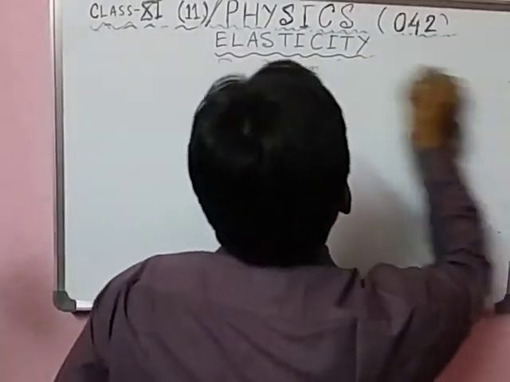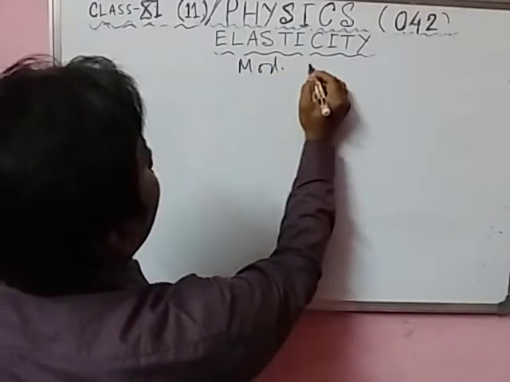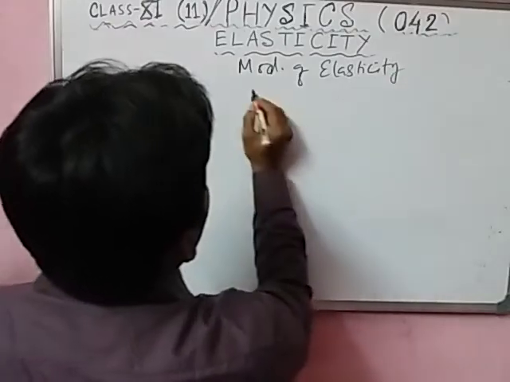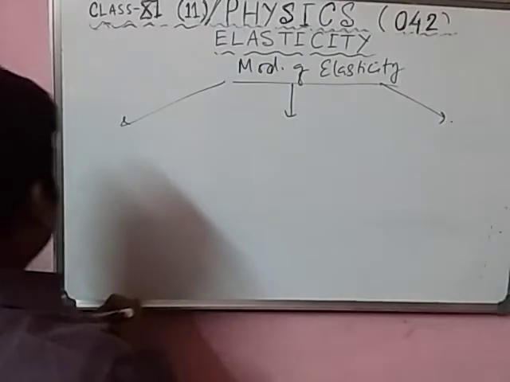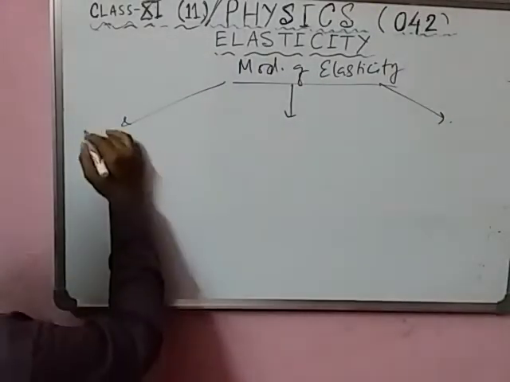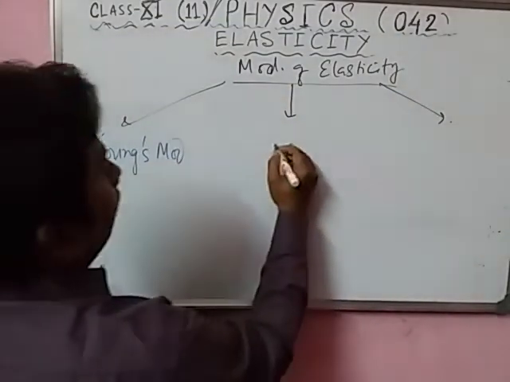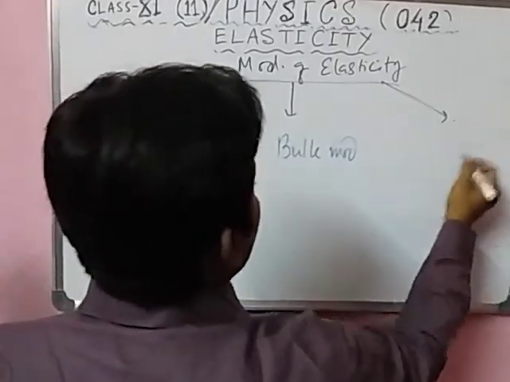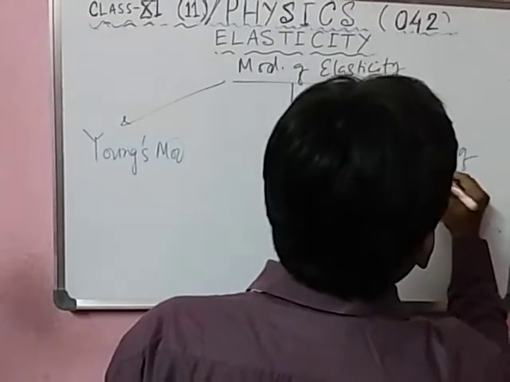So students, we can write that there are 3 types of modulus of elasticity. Number 1 is called Young's modulus. Number 2 is called bulk modulus. And number 3 is called modulus of rigidity.